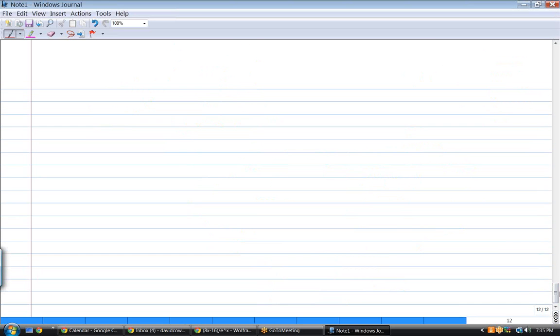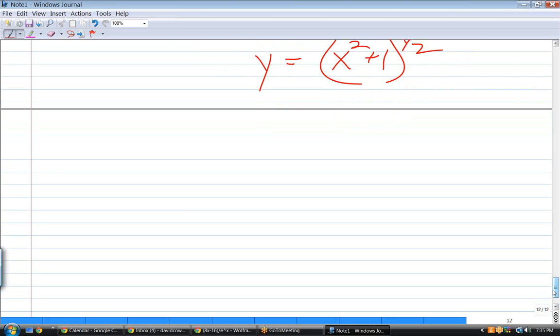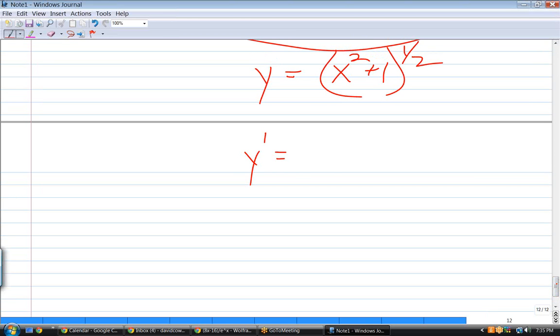What's the derivative of the outside, using the straight power rule? I'm not really sure. Is that just the bottom then? No, the power rule says that if you have x to the n, then y prime is n times x to the n minus 1, right? That's the power rule. 1/2 x squared plus 1 to the negative 1/2.